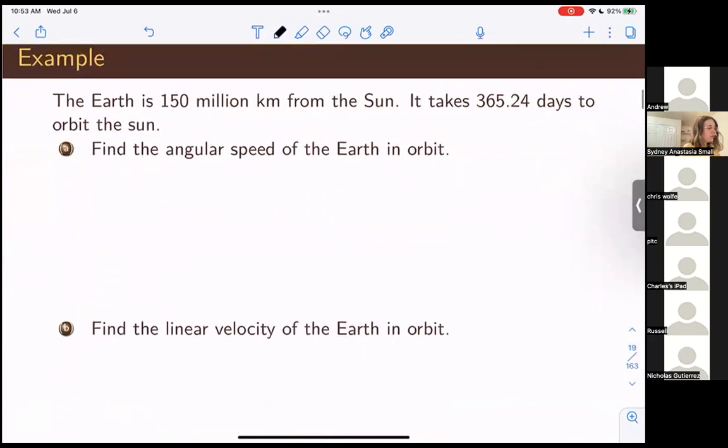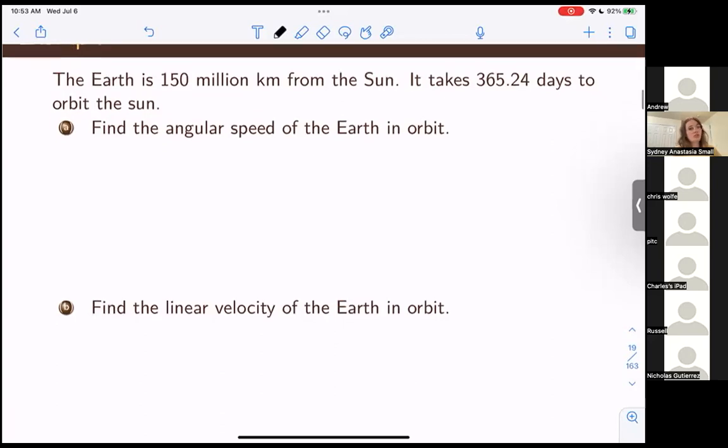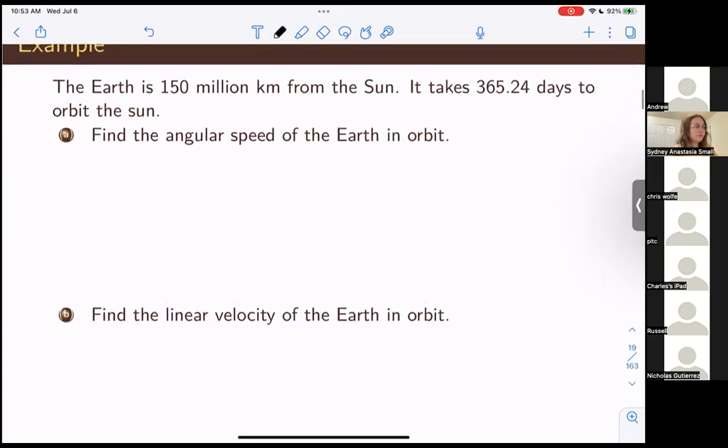So let's do an example really quick. Kind of a real world example. So we know that the Earth is 150 million kilometers from the sun, and it takes approximately 365.24 days for the Earth to orbit the sun. We want to find the angular speed of the Earth in orbit.